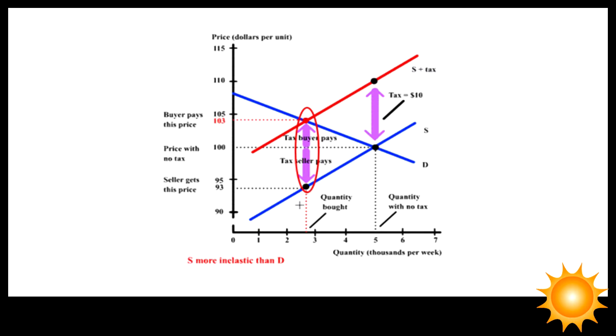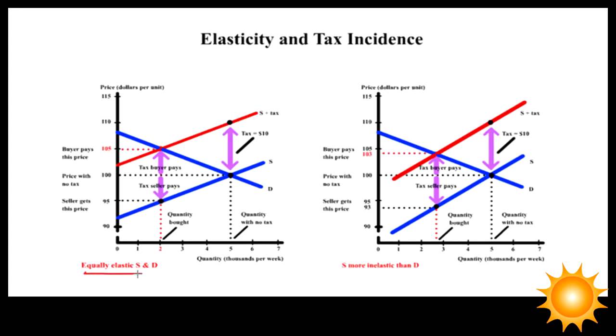Let's see a side-by-side comparison. On the left, supply and demand are equally elastic. Buyer and seller pay equal share of the tax. On the right, supply is more inelastic than demand. Seller pays a larger share of the sales tax.